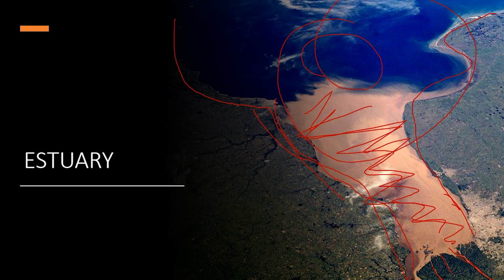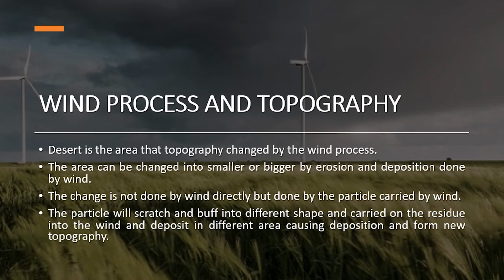Okay, let's move on. Now we talk about the wind process and the topography. The desert is the area whose topography is changed pretty much by wind processes. The area can be changed into smaller or bigger by erosion and deposition done by the wind. The change is not done by the wind directly but by the particles that get carried by the wind. The particles will scratch and buff rocks into different shapes and carry the residue in the wind, and it will deposit in different areas, causing deposition and forming new topography.